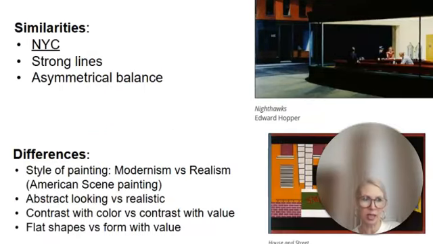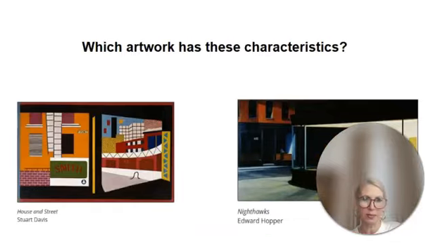The correct answer is Edward Hopper's Nighthawks. That's right. Nighthawks has these characteristics we associate with Hopper. It shows a realistic looking city scene. It uses strong lines. It has asymmetrical balance, and one of its most noticeable features is a strong contrast between the bright restaurant and the dark nighttime surroundings. The use of light and dark values also helps create the forms in the painting. So remember, realistic, strong lines, asymmetrical balance, value, contrast. That should be Edward Hopper's Nighthawks.